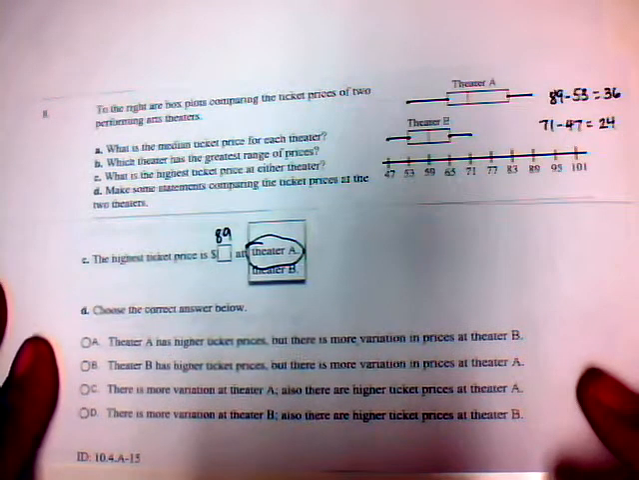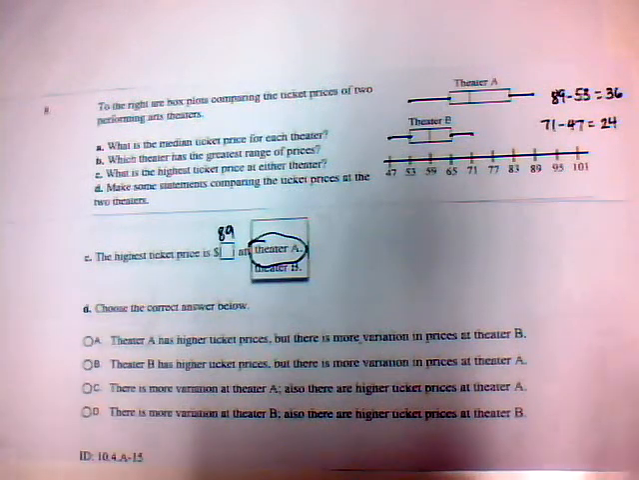And then part D, choose the correct answer below. Either theater A has the highest price tickets because there is more variation in prices at theater B. Theater B has the higher price tickets because there is more variation in prices at theater A. There's more variation in theater A. Also, there are higher price tickets in theater A. Or there is more variation in theater B. Also, there are higher ticket prices at theater B.